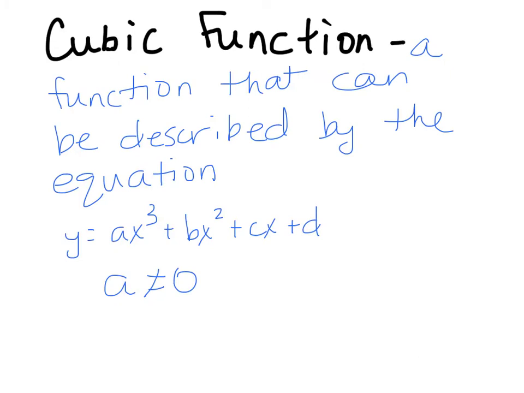Okay, let's first talk about a cubic function, a function that can be described by the equation y equals ax cubed plus bx squared plus cx plus d. So similar to our quadratic equations, the a cannot equal 0. If a is 0, it takes out the cubic part of it. The b could equal 0, the c could equal 0, the d could equal 0. Part of it could, some of it could, all of it could.